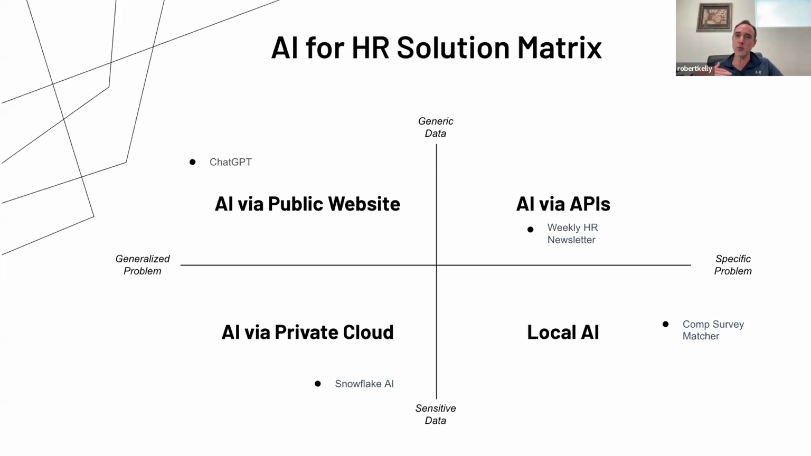And then the last quadrant, which is more what we want to talk about today, so thanks for the patience, is local AI. This is going to be sensitive data and specific problems. The tool we built that we're going to talk about today is a good example of this, a tool that solves a compensation problem. It ingests a job description and tells you a survey match when you're leveling a job. Most of the local AI quadrant is also going to be open source models. These are models that you can go onto the internet and download, that are offered by open source labs or companies, and download and manipulate locally on your computer or your local server.